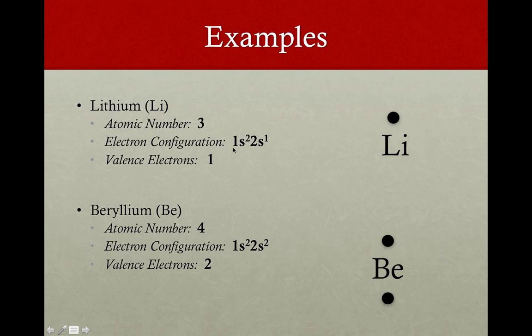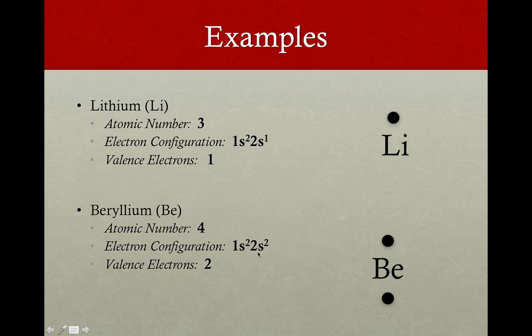So if we look at the example here, lithium's atomic number is 3, so it has 3 total electrons. If you write the configuration out and you look and you see the highest principal quantum number here is 2. There is 1 electron in all of the 2's, so the valence is 1. Then to write the dot structure, you write the symbol of the element and 1 dot to represent the 1 valence electron. This dot can be on top, bottom, left, right. Usually it's on the top. Doesn't really matter though where it is as long as you only have 1.